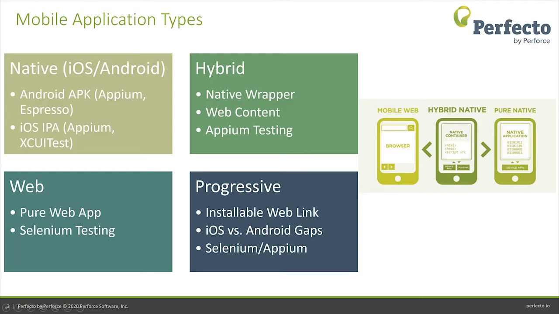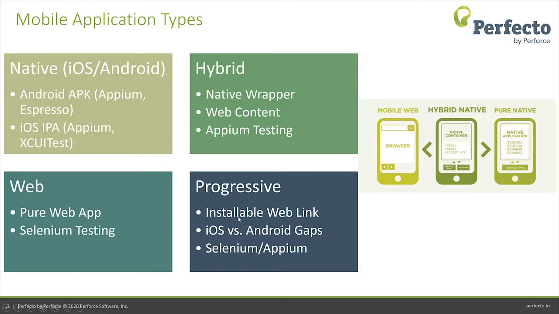A third application type is the web application, and that's a pure web application, can be JavaScript or other, that is being developed, but can be accessed through the mobile native browsers, whether it's Chrome or Safari or Firefox. This is a pure web application that can be tested through Selenium.